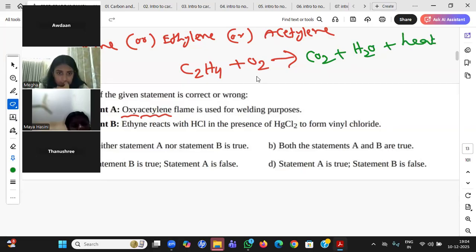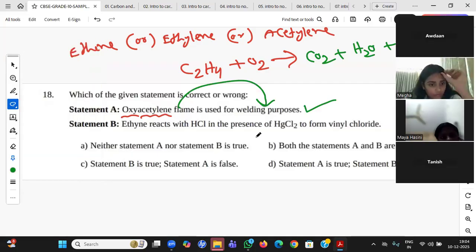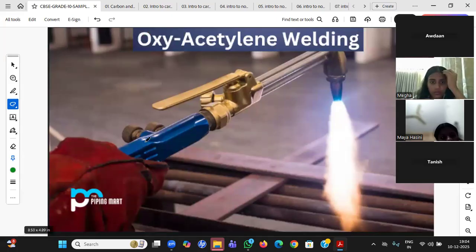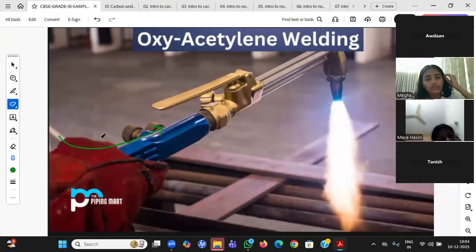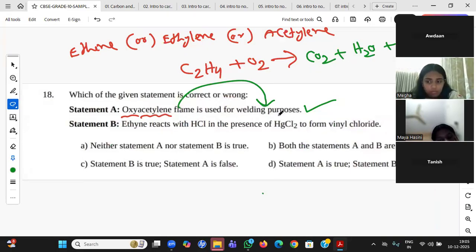Okay. Now, if I mix both of them, I'm getting heat. So can't I use that for welding purpose? I can very well use it. Okay. So my statement one is right. Oxyacetylene. So you see here, whenever they want to carry this welding machine, they'll be using oxyacetylene only. There will be two little tanks. Oxygen will be coming from one tank. Acetylene, ethene will be coming from one tank. They both get mixed. A little ignition will give you a large amount of heat. Okay, and CO2 and H2O. So definitely that can be used.